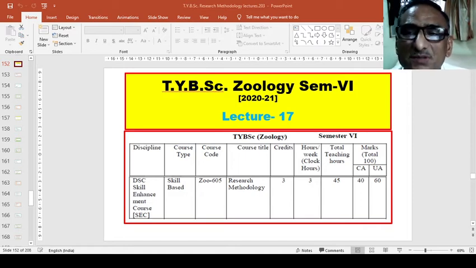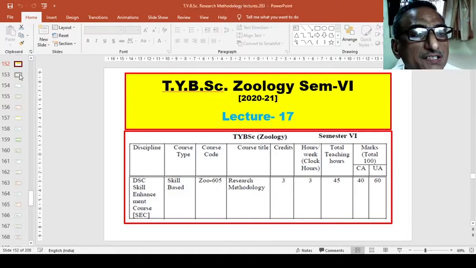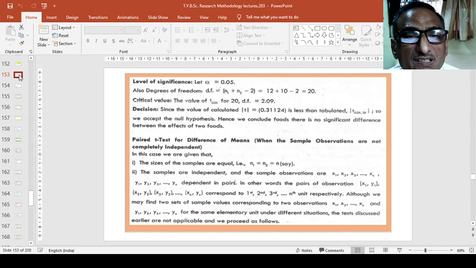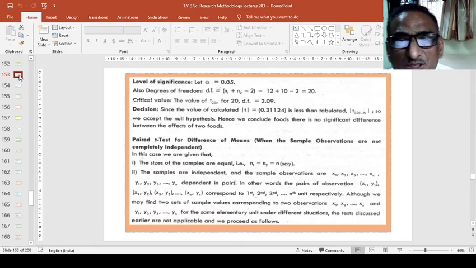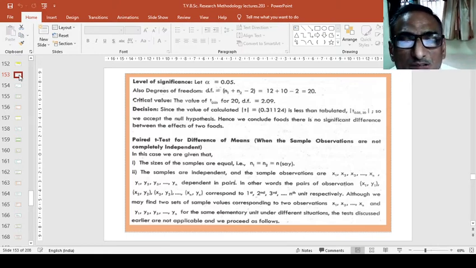So last time we have seen the different levels of significance, t-test, and standard deviation calculations. Now we will continue our lecture and see the level of significance. Alpha is equal to 0.05. Actually, these are two levels, 0.01 and 0.05, that we have already seen.